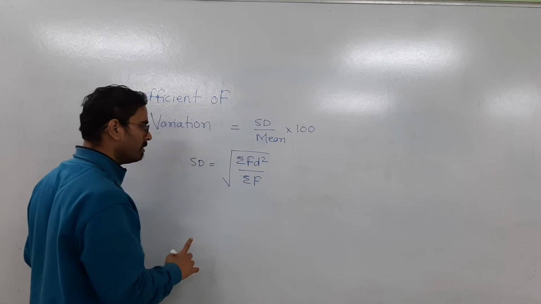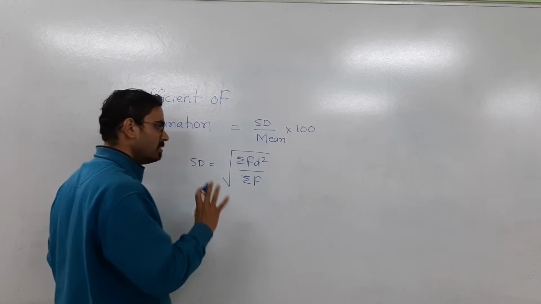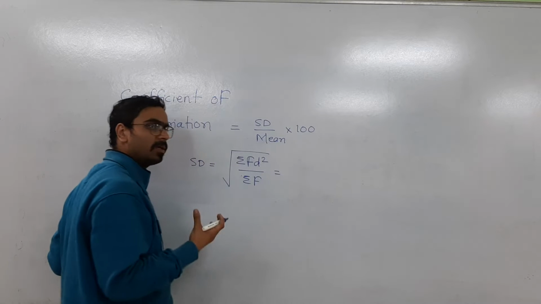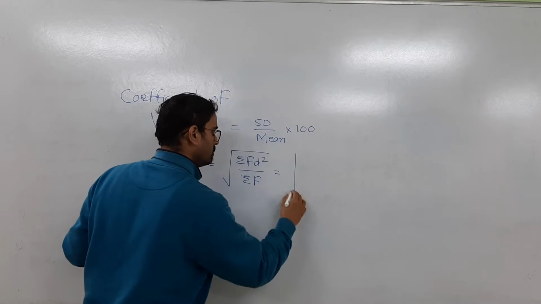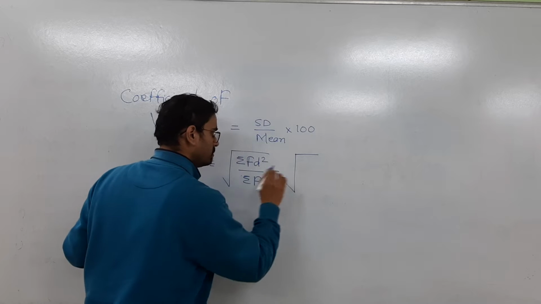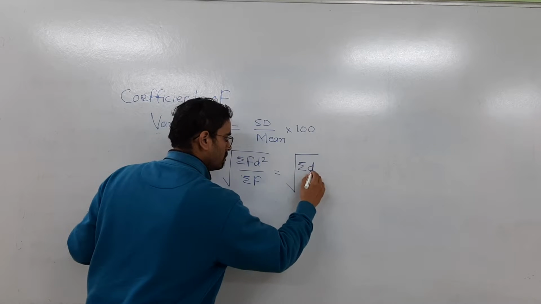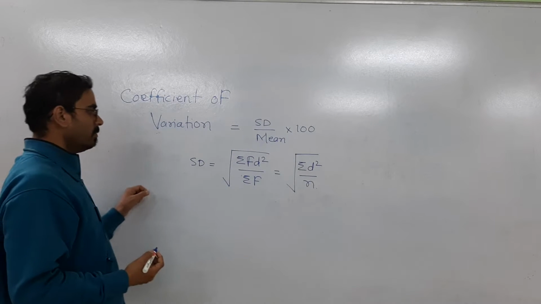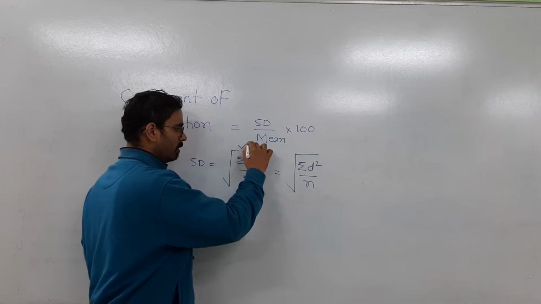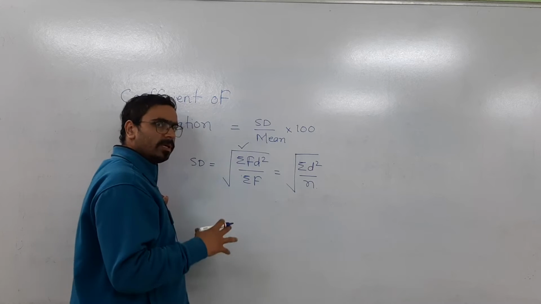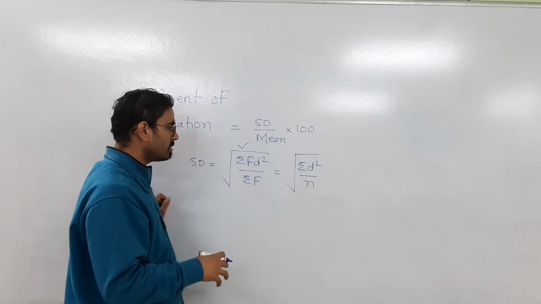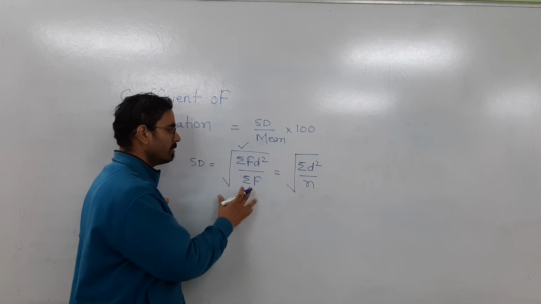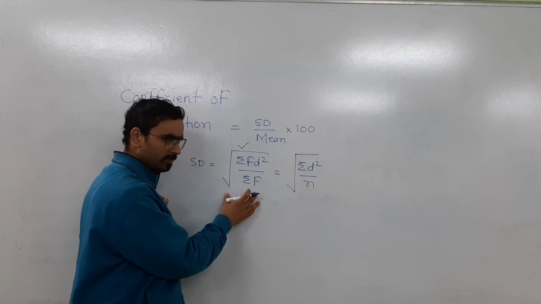That is if the frequency is given, and most of the time frequency is given in the example. If frequency data is not given, it means the data is very simple. In that case, the formula will become, just remove the frequency, summation d square divided by n. Basically we are going to use the frequency formula, because the level of example you are getting in the exam is nothing but the frequency given examples.